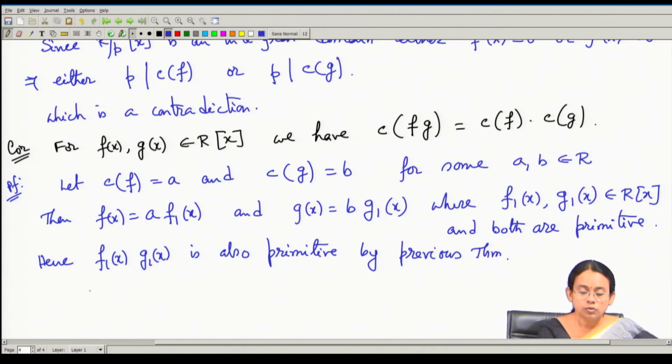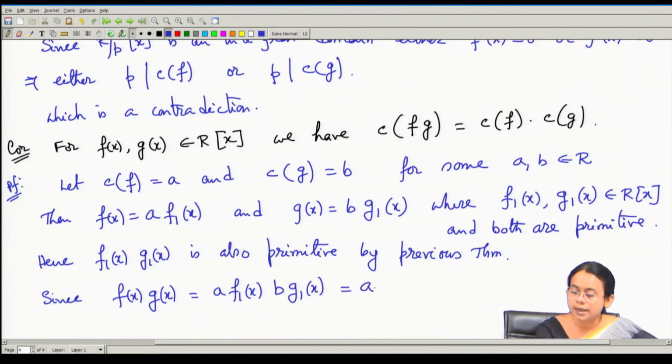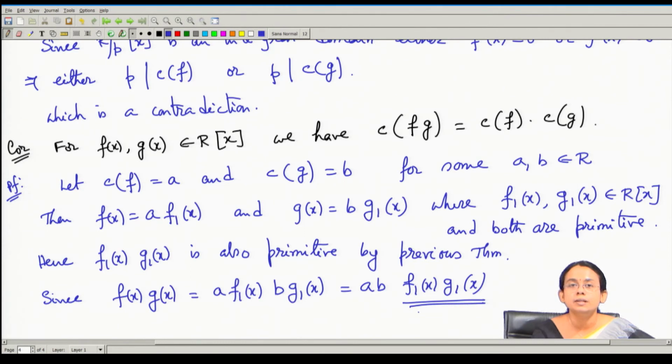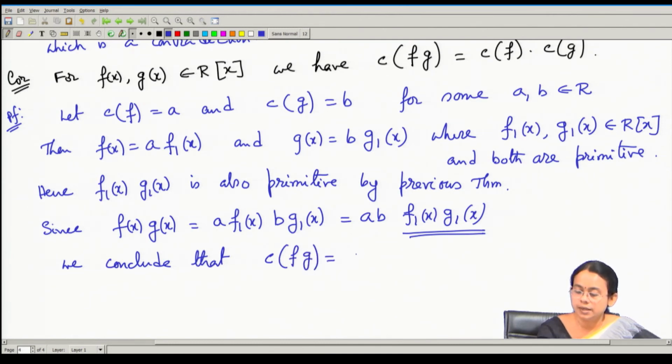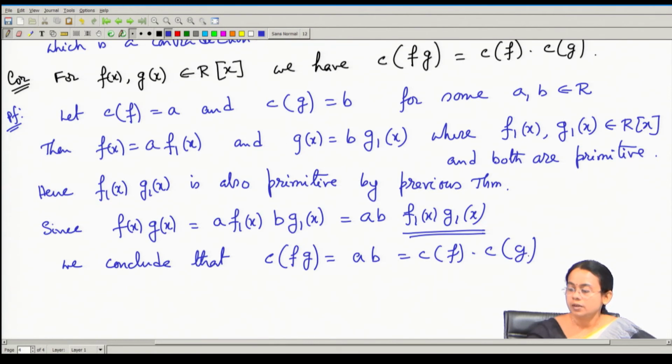Now if you look at the product polynomial f(x) g(x), I can write it as A f1(x) times B g1(x). So this is AB times f1(x) g1(x), where f1 g1 is primitive. That means the content of this product f(x) g(x) will be equal to A times B. Therefore we conclude that the content of f g is A times B, which is the content of f times the content of g. So we have proved this.